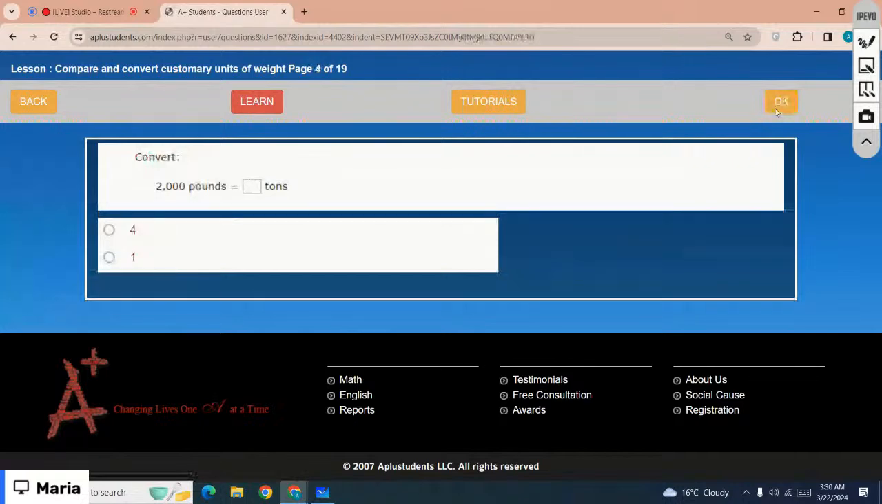2,000 pounds equal how many tons? Which is the correct option? Yes, 2,000 pounds equal 1 ton. The correct option is 1 ton.